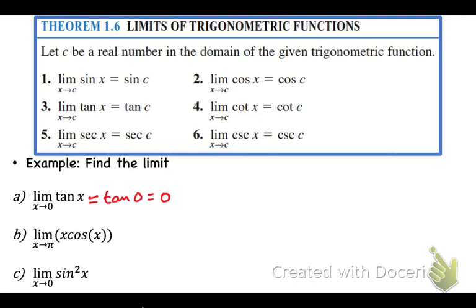Okay, so now I have the limit as x approaches pi of x cosine of x. So my rule says just plug in, right? So pi times cosine of pi. Well, what's the cosine at pi? Negative 1. So it would be negative 1 times pi, so it's negative pi.